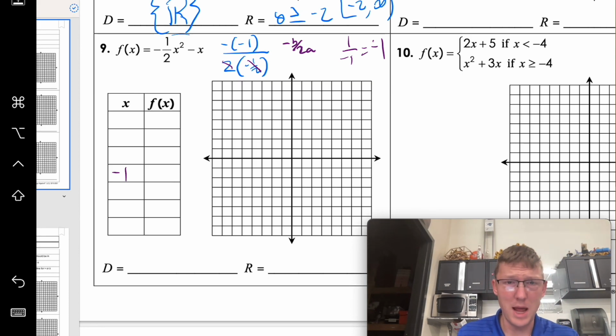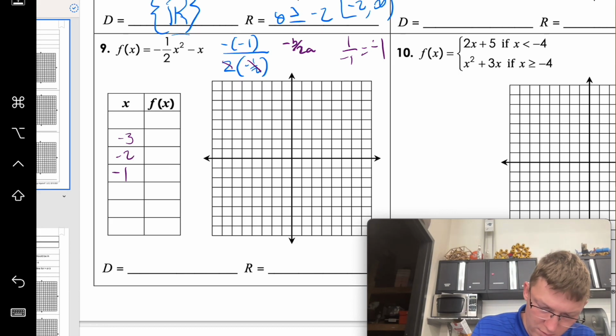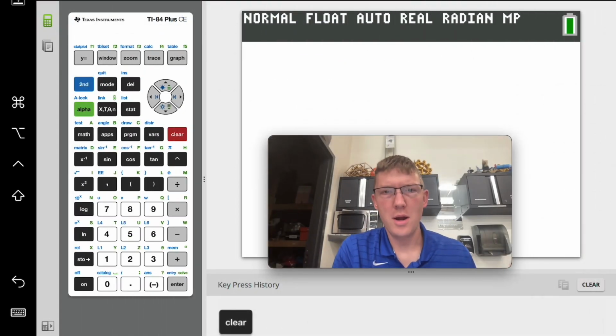Now, if I was going to do this all by hand, I would recommend doing even numbers that would make math a little bit easier. So I would do like 2 and 4, and then -2, and then -4. But we're going to use the calculator so we can do as many points as we want. So we're going to do -2, -3, -4, 0, 1, and 2. So the things that we're going to need to know our formula. We're going to enter that into a calculator, and I'm going to show you how to get all of these points really quick. All right, here I am on a calculator.